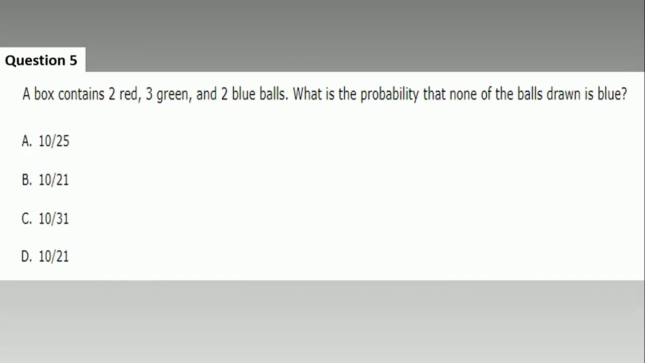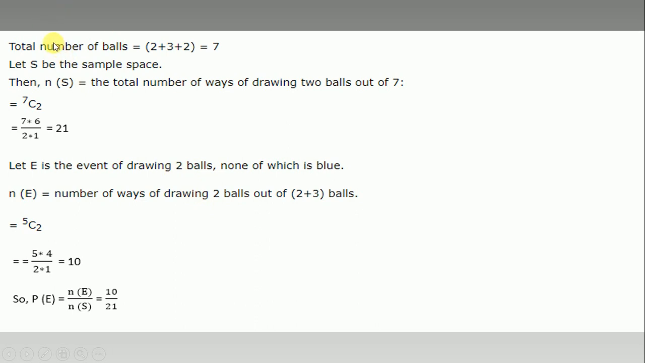Now question 5. A box contains 2 red, 3 green and 2 blue balls. What is the probability that none of the balls drawn is blue? So this is a question from the probability section, and these are very important questions. Here, the total number of balls will be 2 plus 3 plus 2, which is equal to 7. Let S be the sample space, then n, the total number of ways of drawing out 2 balls out of 7, will be 7C2. So 7 combination 2 will be 7 into 6 divided by 2 into 1. 7 into 6 is equal to 42, divided by 2 is equal to 21.